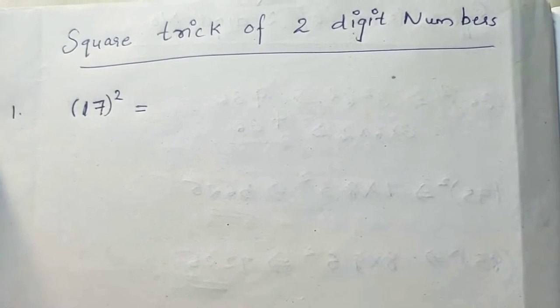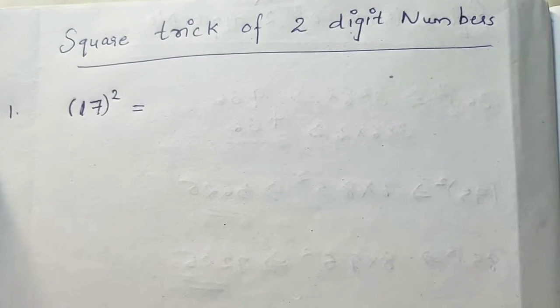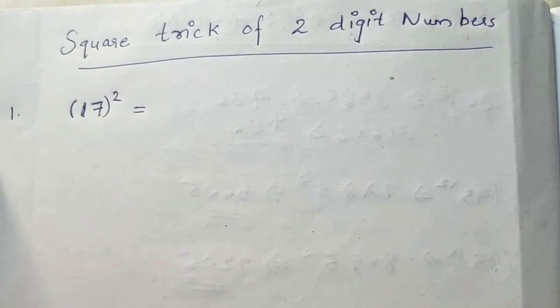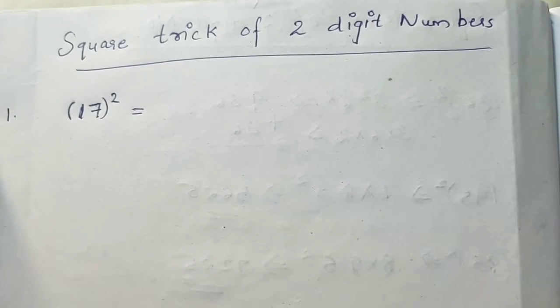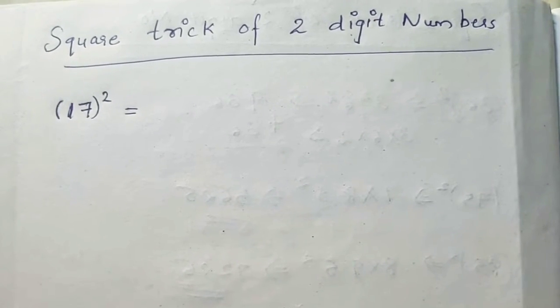This is Anju. So our today's topic is the square trick of two-digit numbers. So without wasting time, let's start. Suppose we have an example of 17 square.